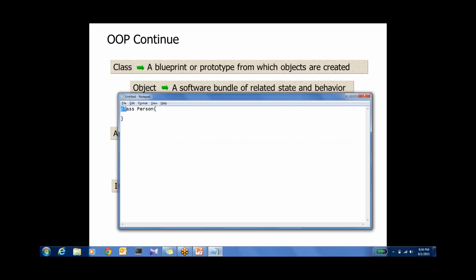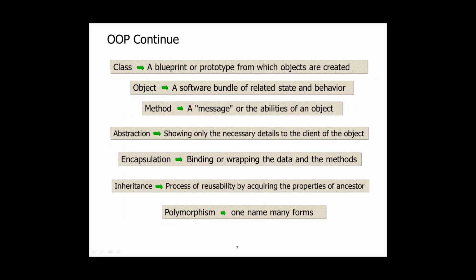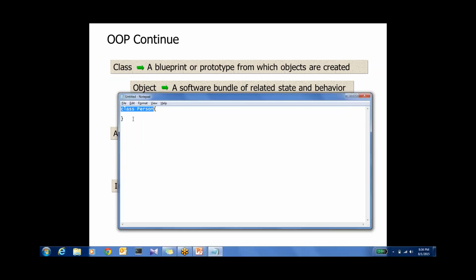Before I create the person object, I have to define what the person should be. So that definition I do by writing a class. Then what is an object? You can simply say an object is an instance of a class, because you have already defined a class, and when you instantiate it, when you make an object, that is when it becomes an object.